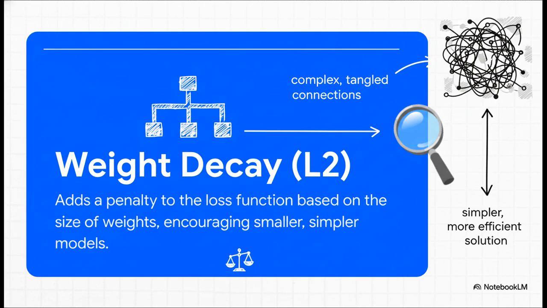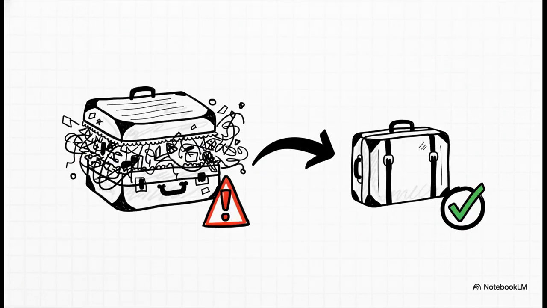See, an AI can create these incredibly complicated connections to solve a problem, but those super complex solutions are often a one-way ticket to overfitting. Weight decay adds a tiny penalty for all that complexity, nudging the AI to find the simplest, most efficient answer instead. Here's a great way to think about it.